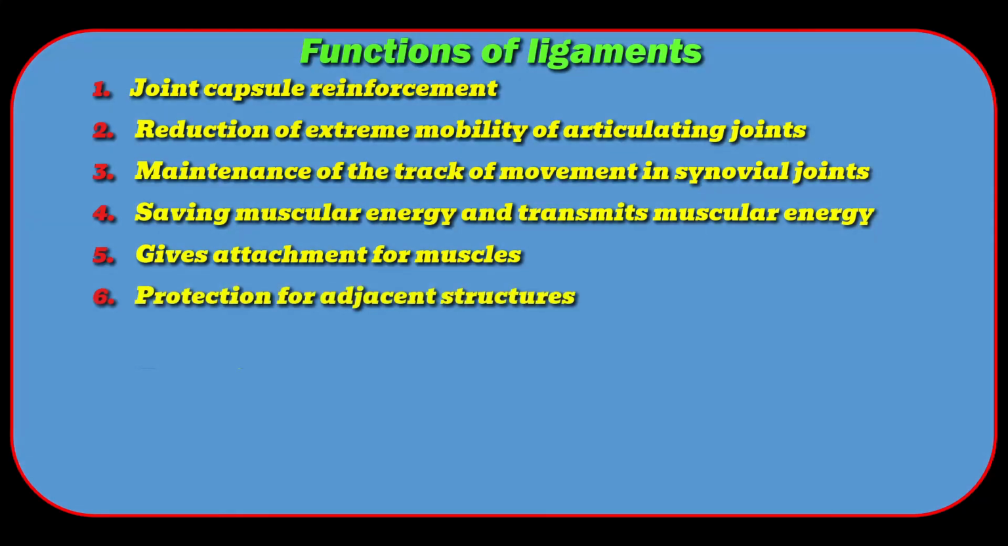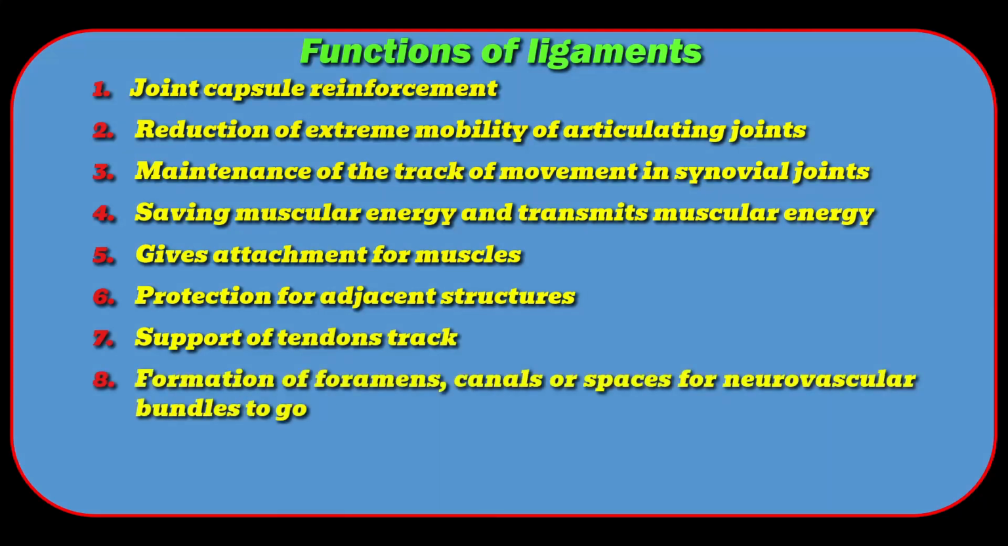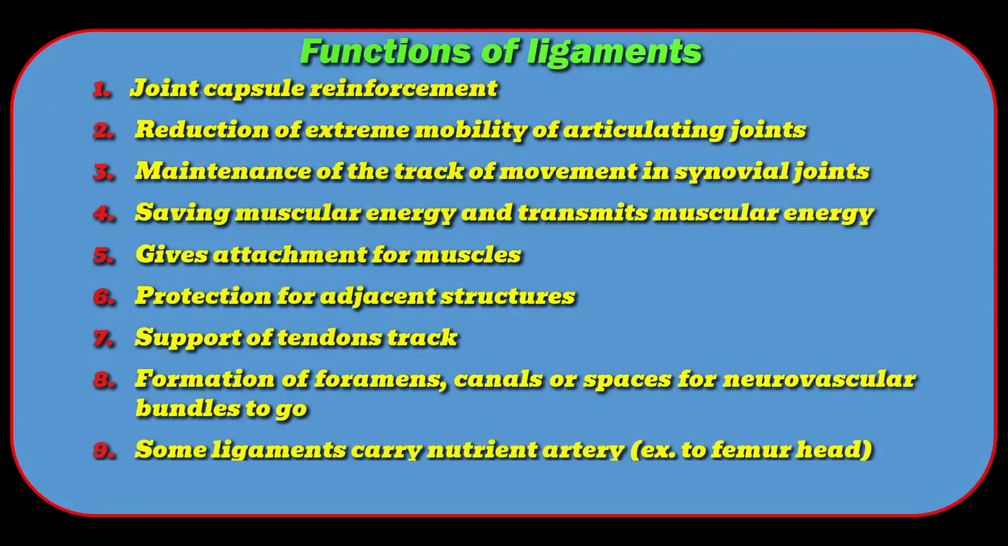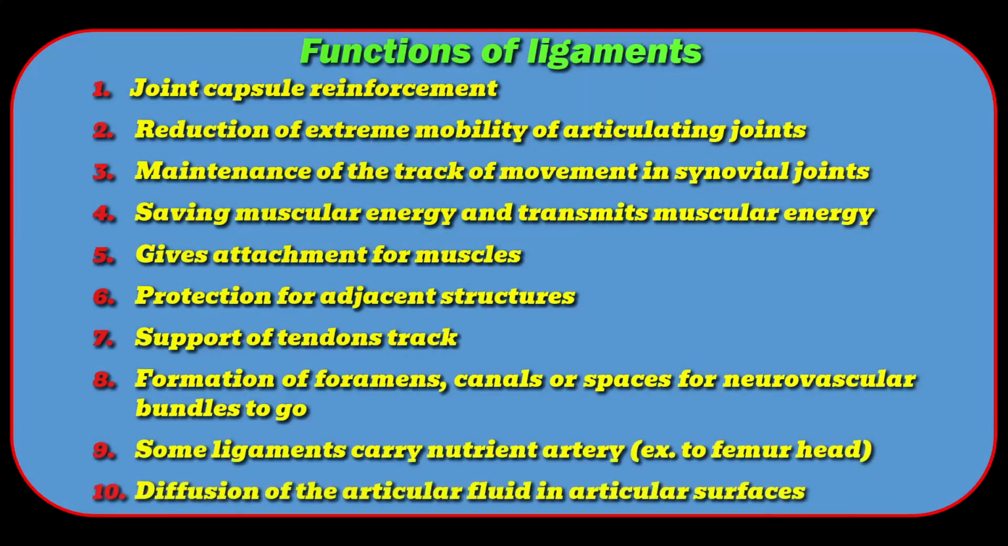7. Harmonization and control of mobility of the connected anatomical structures. 8. Protection of the adjacent structures. 9. Support of tendons track. 10. Formation of foramina, canals, spaces for blood vessels and nerves to pass. 11. Carries a nutrient artery for an articulated bone. Finally, number 12 is diffusion of the articular fluid in articular surfaces.